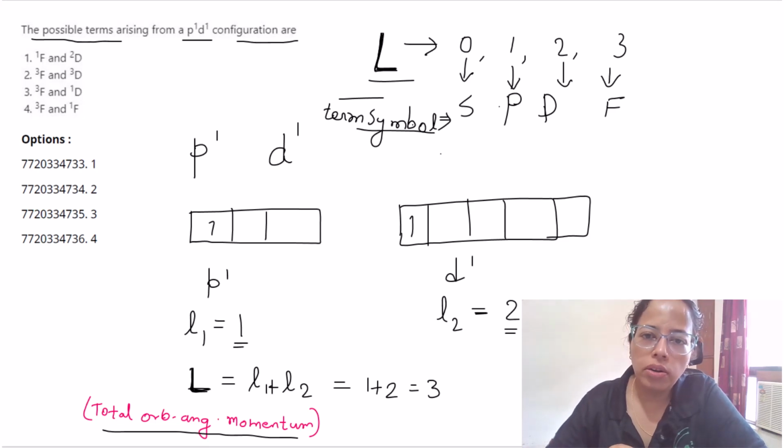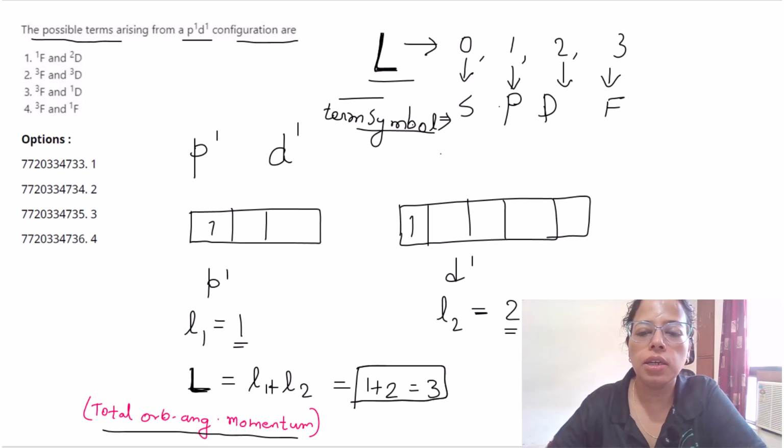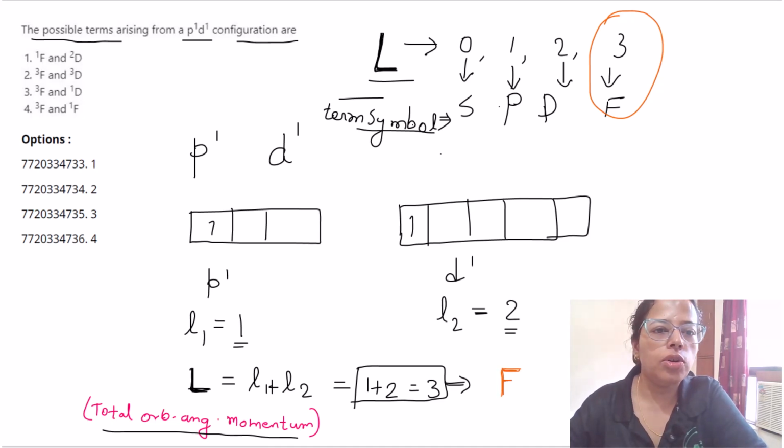You know already that the capital L, the total orbital angular momentum, is assigned different term symbols according to its value. So now we can see here that we have capital L equal to 3, and the corresponding base term which corresponds to 3 is F. So we have got this base term, the ground state term, that is F. Out of these, all the 4 options have F.